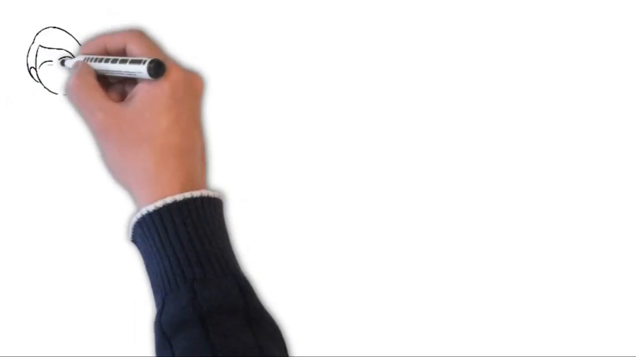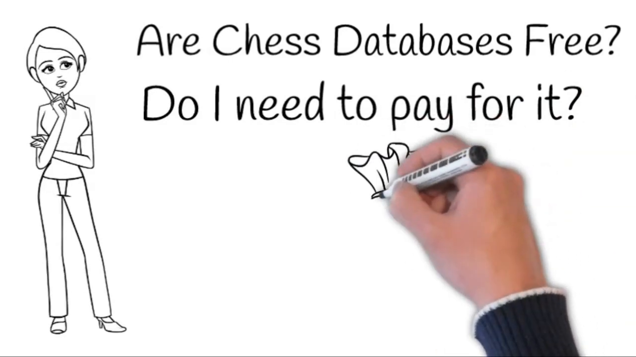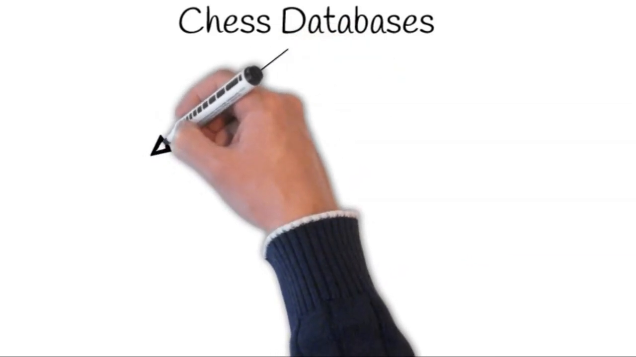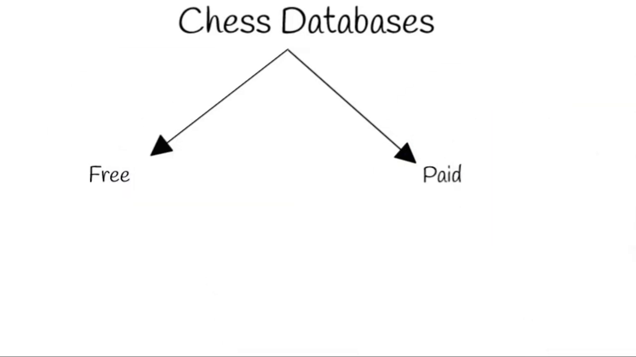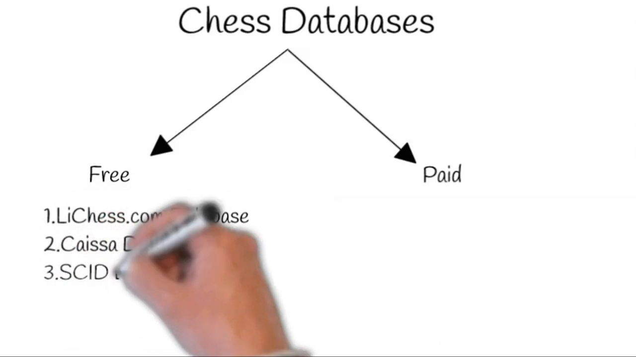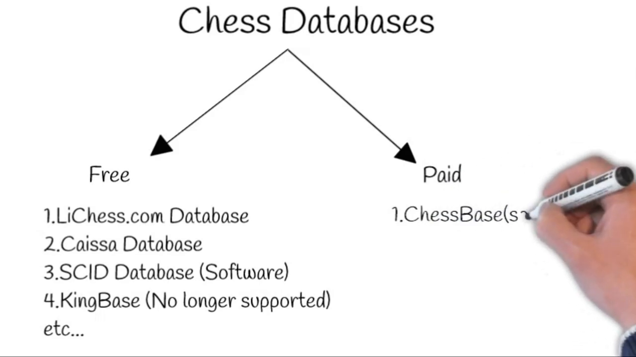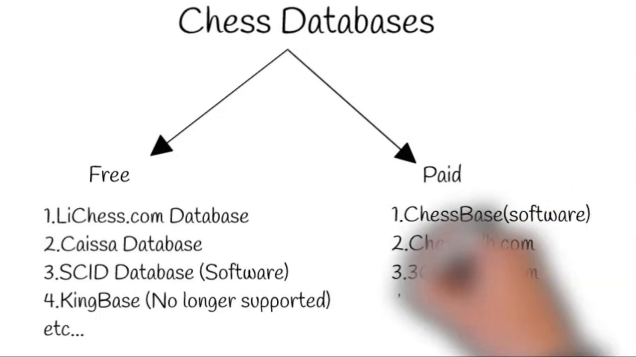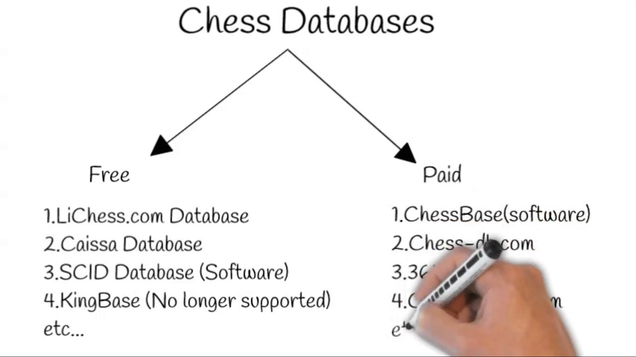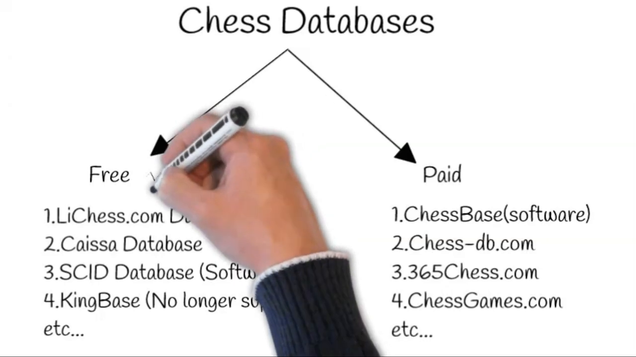Now the next big question is, are databases free or do you need to pay for them? There are two types of databases: free databases and paid databases. In the free ones we have the lichess.com database, the Kesa database, the SCID database software, and the Kingbase software, etc. In the paid ones we have Chessbase software, the ChessDB site, 365chess and chessgames.com, and there are many other websites you can visit to get the paid ones, but in this video we are going to focus on the free databases.